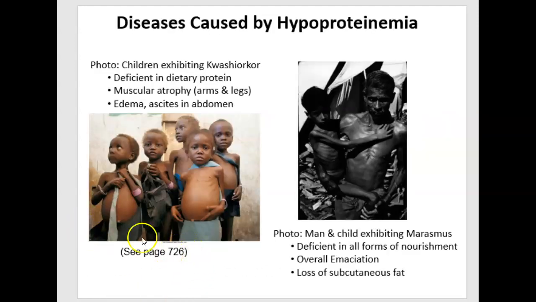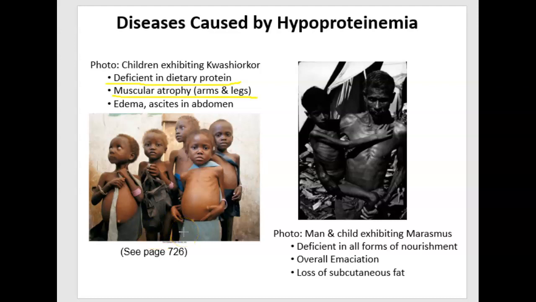So here's some children with kwashiorkor on the left, and they have a diet deficient in protein. So they don't have protein for their muscles to grow. Their muscles atrophy. And if you look closely, you'll notice the arms and legs are quite skinny. There's not a lot of muscular tone.